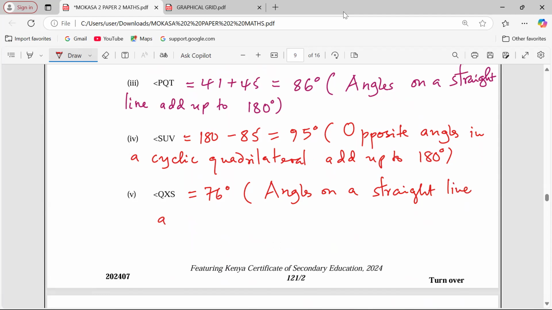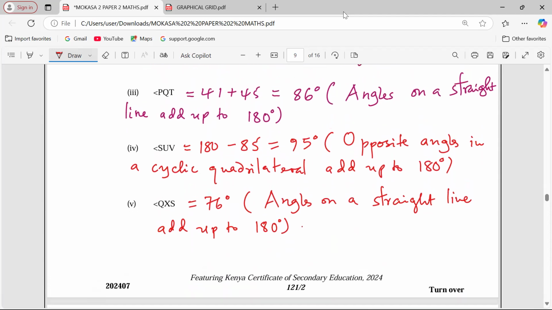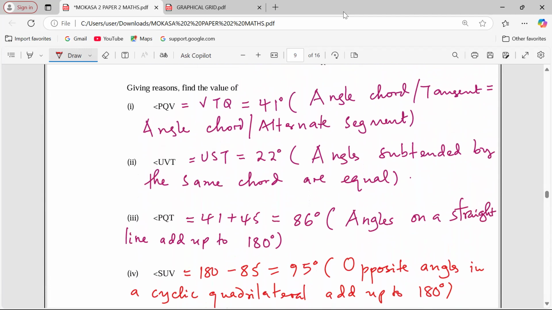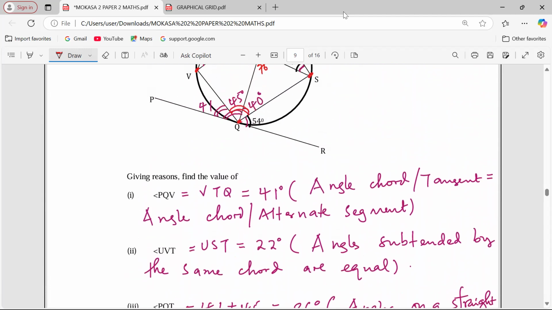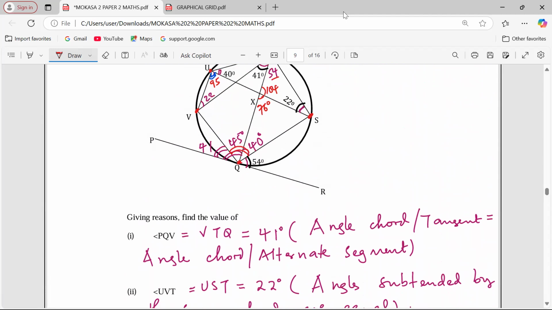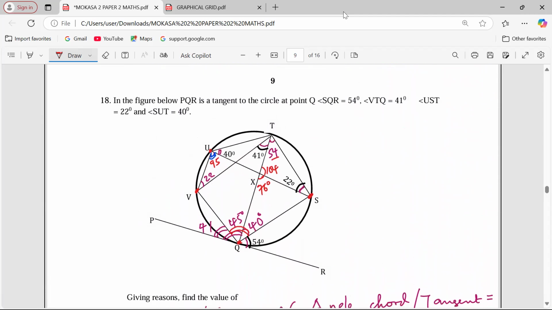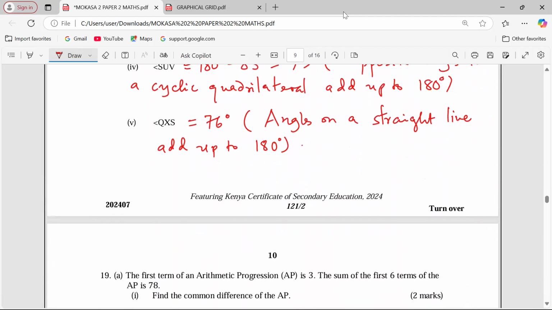They add up to 180 degrees. That's why we took 180 minus 104 to get 76. So those are the angles. Without straining, you just come up with these values. So you can get any angle as long as you know the properties that govern angles in a circle together with tangents and chords. That's simple.